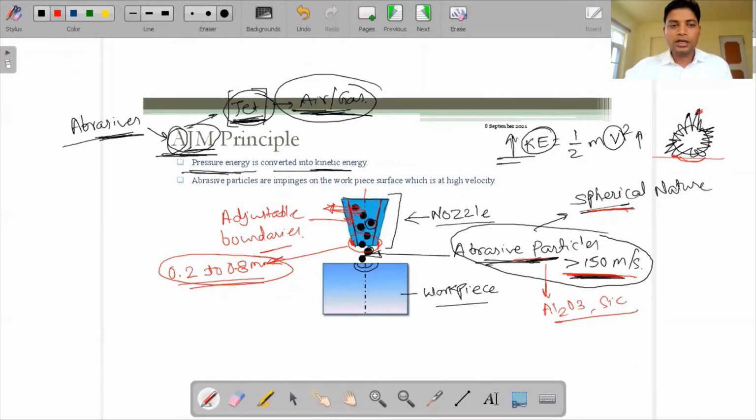First of all, the pressure energy is converted into kinetic energy. One thing is clear: the kinetic energy of the abrasive particle impinging over the workpiece surface is the reason the material is removed. But you can still ask, sir, we are unable to understand this pressure energy. I will tell you that in the working part, guys. Next, abrasive particles impinge over the workpiece surface at very high velocity, which we have already discussed. So let's move to the working part.